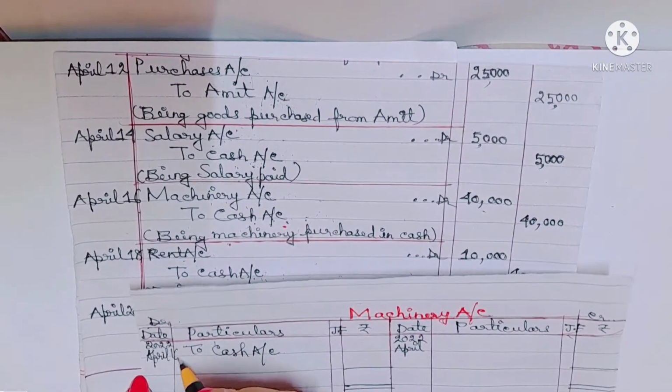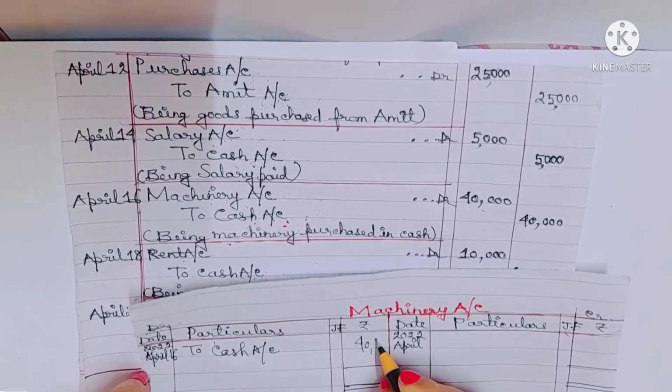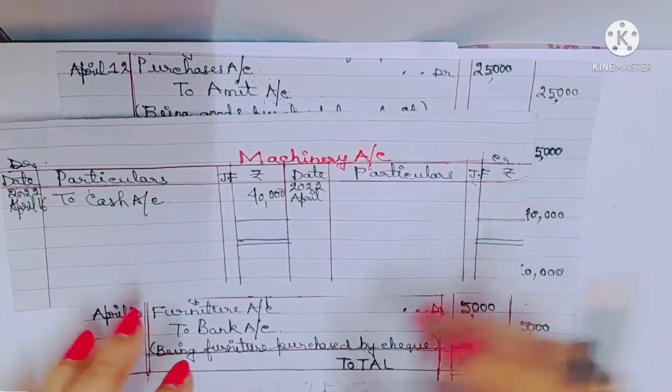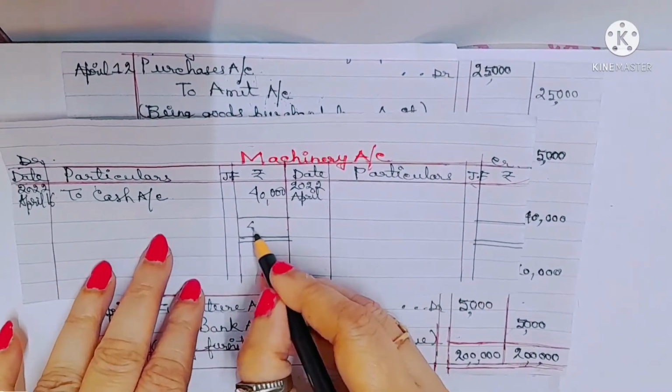16th. Amount 40,000. Which side is greater? Credit side, nothing means 0. Debit side 40,000. We'll write 40,000 on both sides.